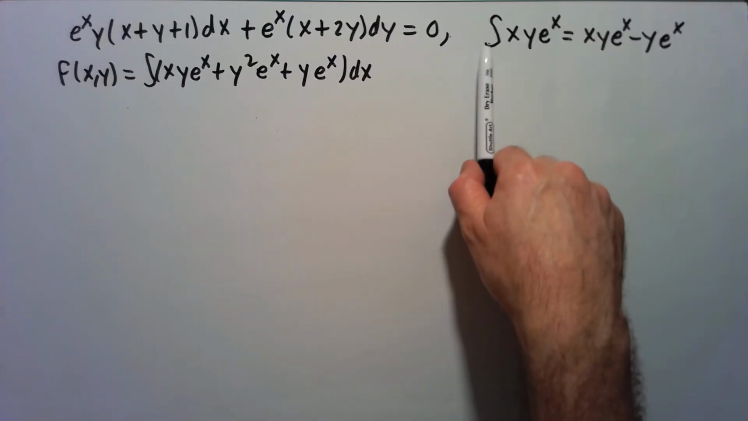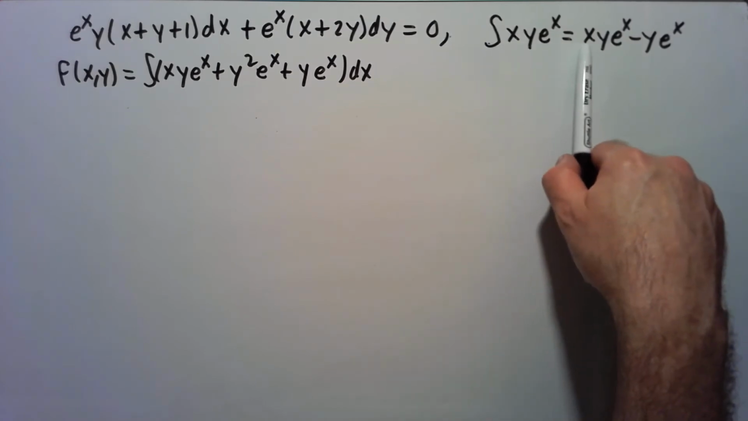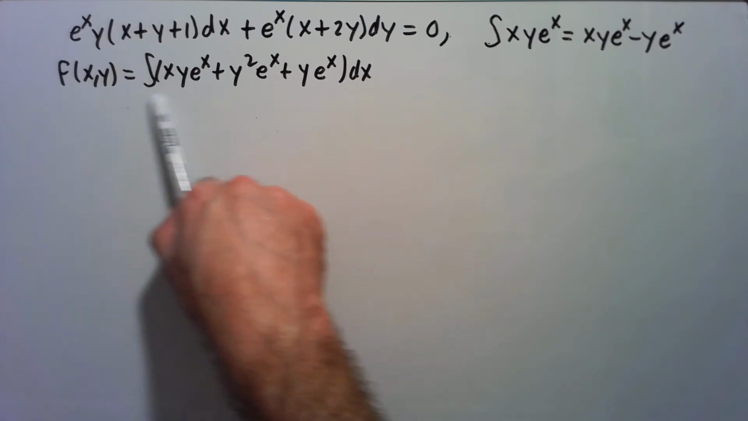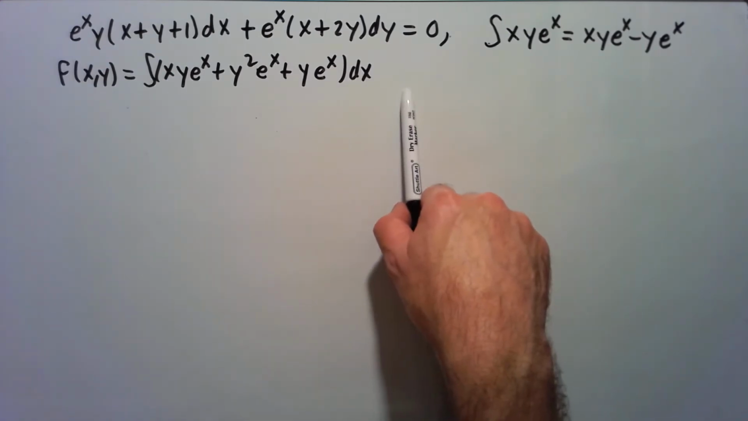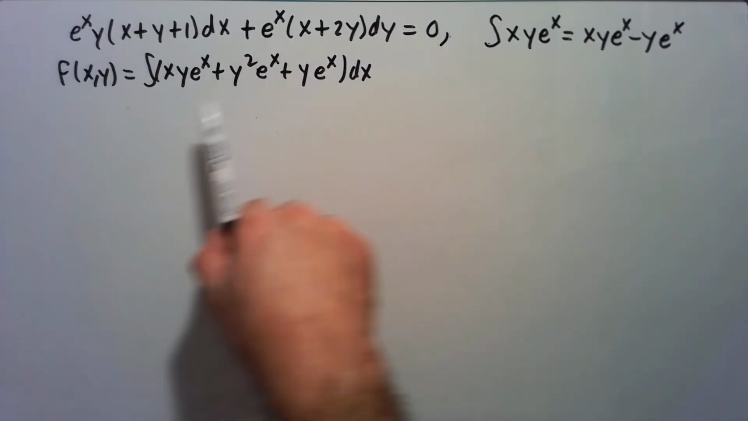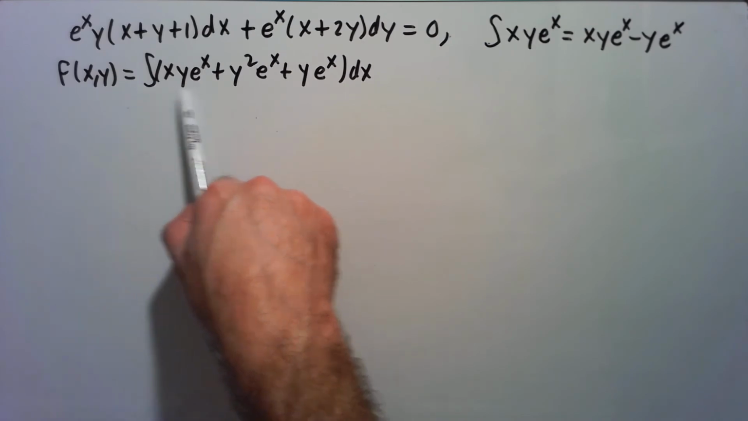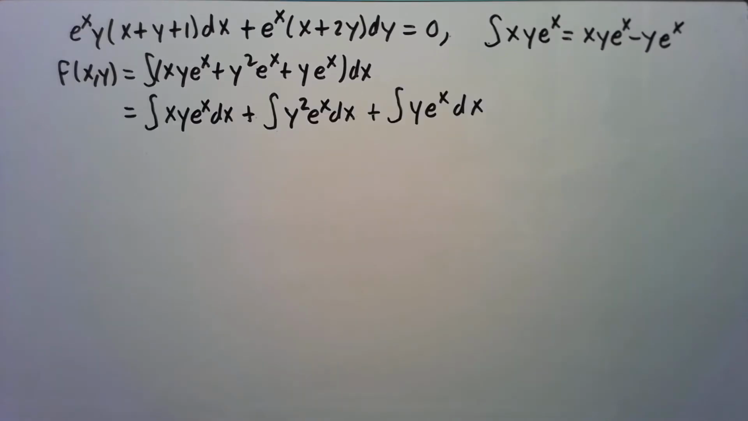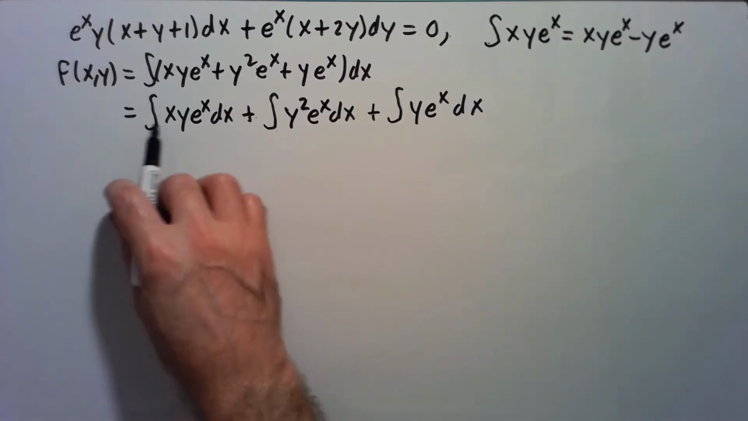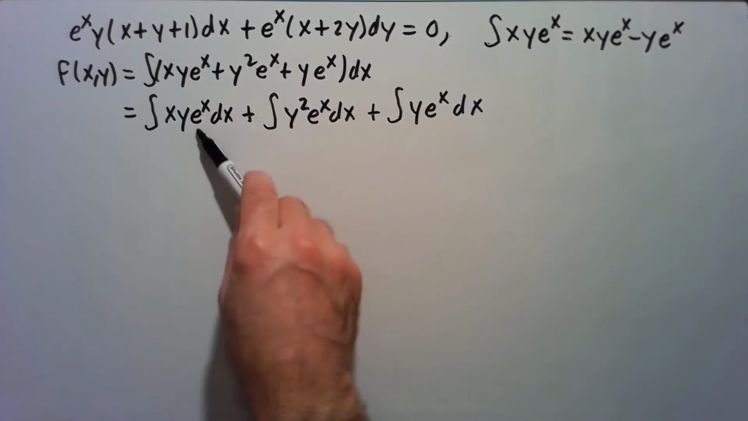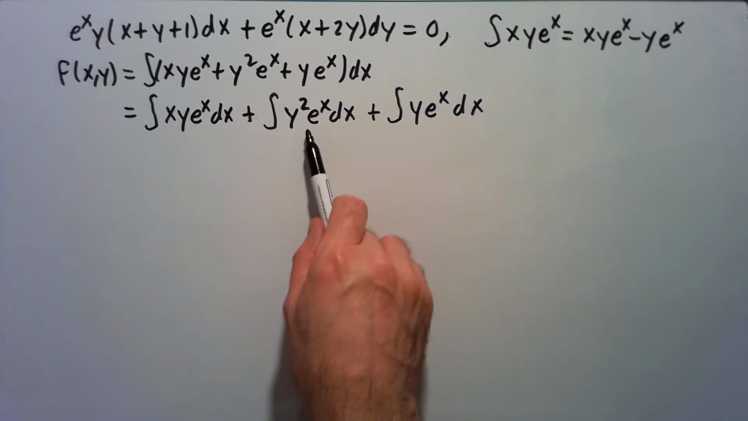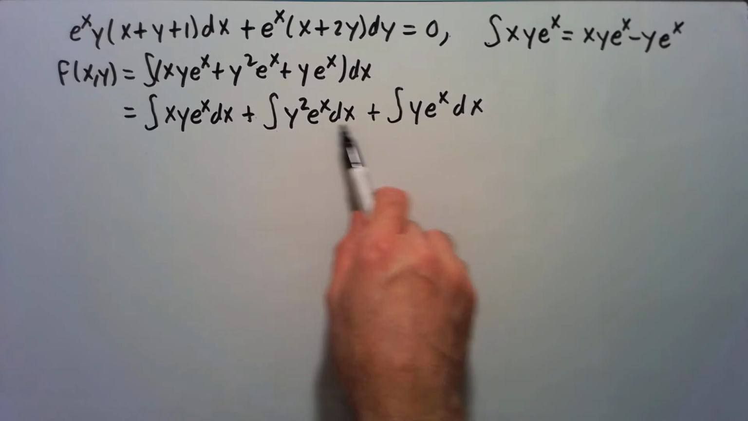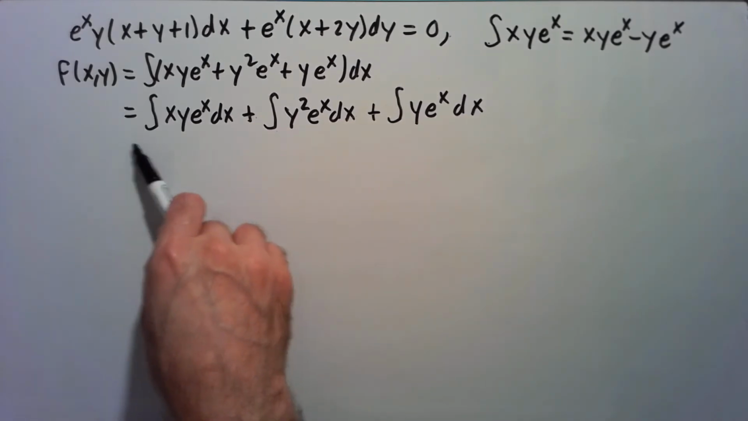So summarizing, we have the integral of xy e to the x is equal to xy e to the x minus y e to the x. And we found our small f was equal to this. Okay, and that's my differential equation up here. So let's break this integral up. Breaking up we get this. This one we found up here, and y squared is a constant, so it's just going to be y squared e to the x, and it's going to be y e to the x. So let's make those substitutions.